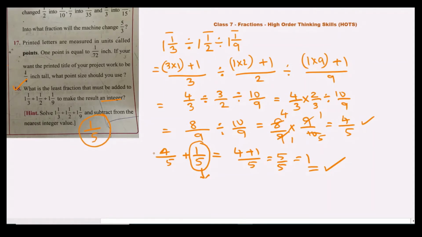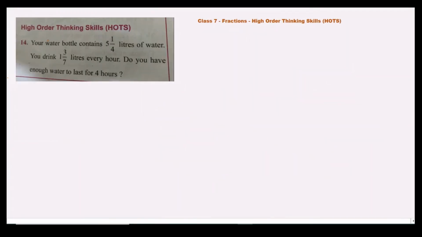So the result that I got is 4 by 5. I have to add something so that the entire result becomes an integer. For that purpose I am adding 1 part out of 5, that is 1 by 5, since 4 parts out of 5 are already with me. Then I will get 1, which is an integer, the nearest integer to the given expression. Okay, I hope you understood this explanation. Move to the next problem.